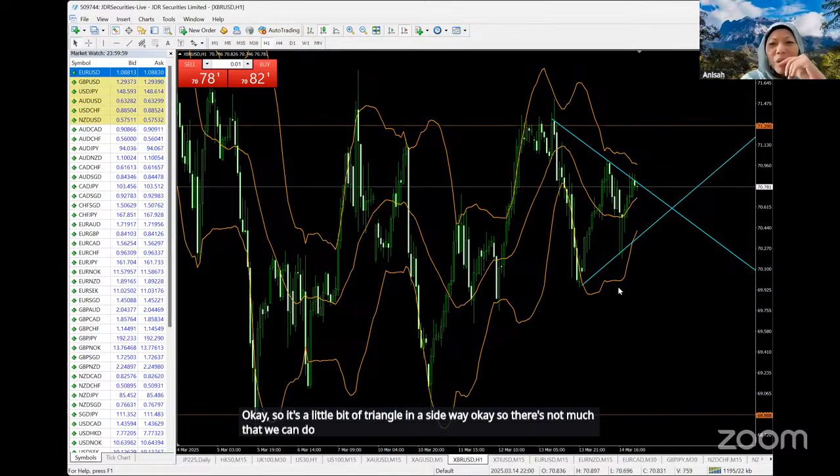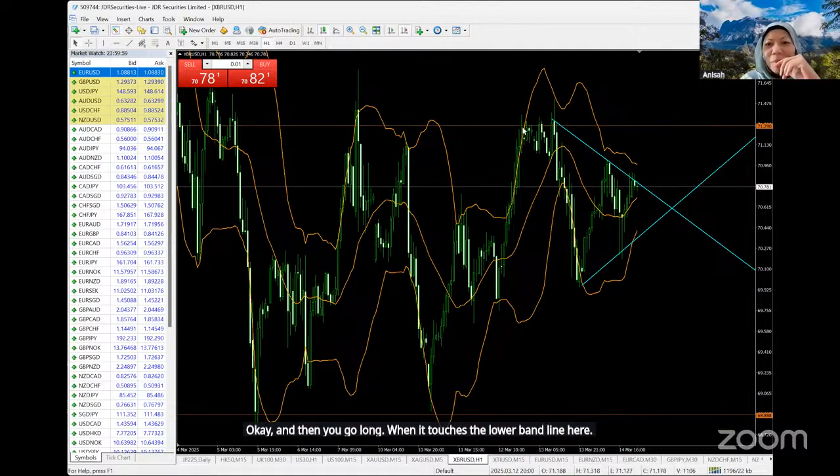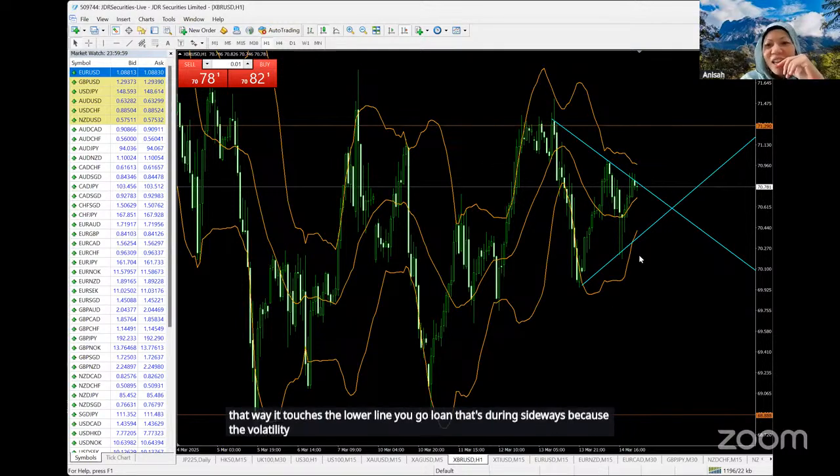During a sideway, the best way to trade is that we go short once it touches the upper band line here, and then you go long when it touches the lower band line here. That's what happened here. When it touches here, you go short, and when it touches the lower line, you go long. That's during sideway because the volatility is just there.